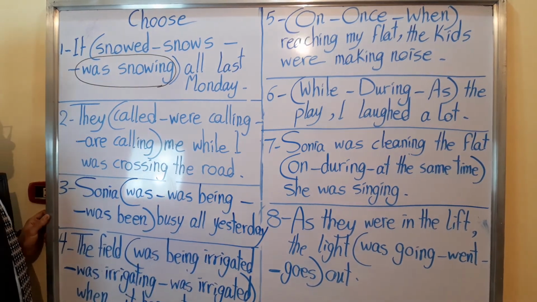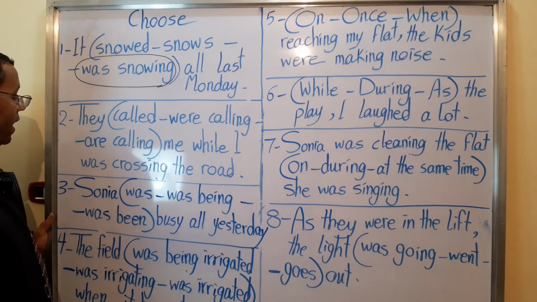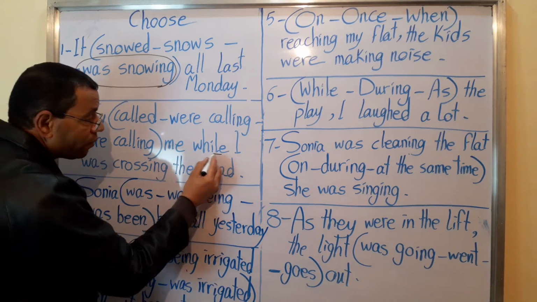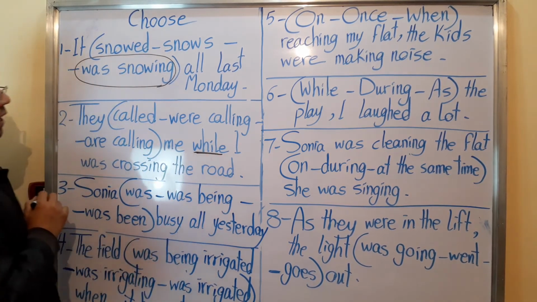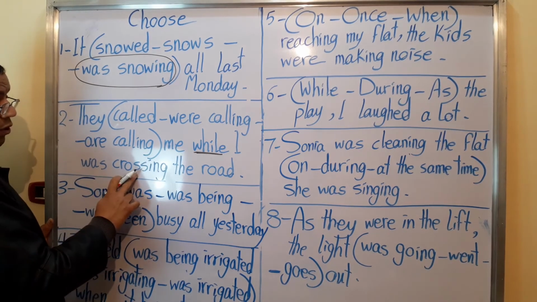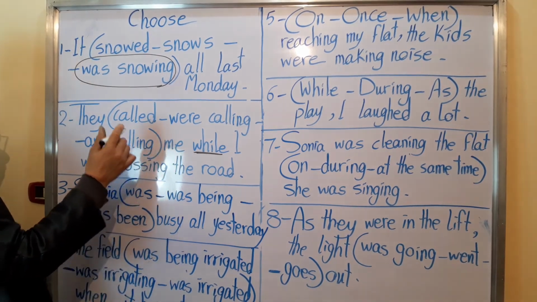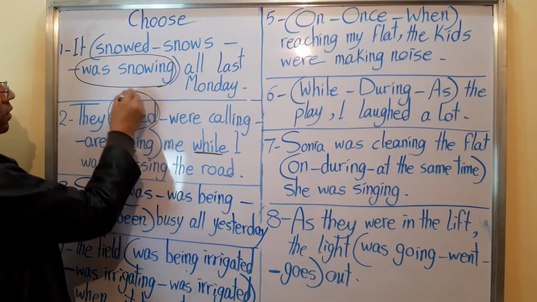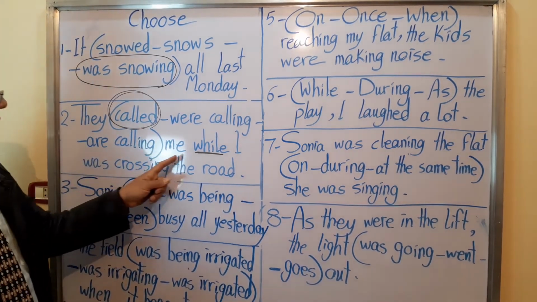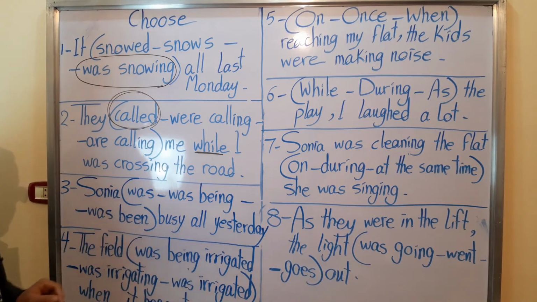Number 2. They me while I was crossing the road. We know the keyword while. While is followed by past continuous, but it is preceded by past simple. The best answer is called. They called me while I was crossing the road.